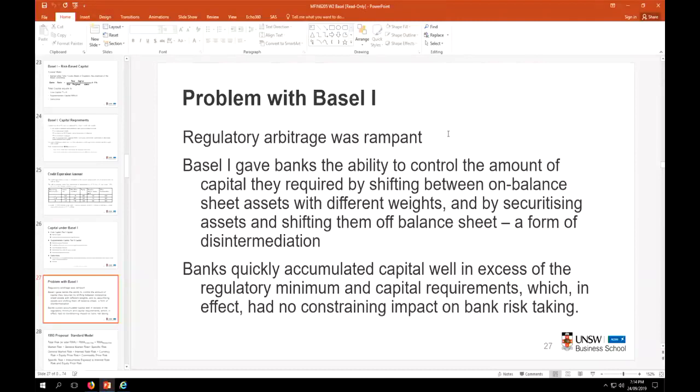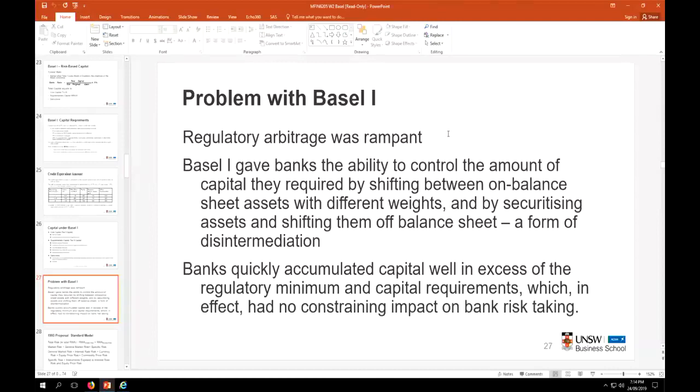So, what were some of the problems with Basel I? Multiple problems. One was regulatory arbitrage, because essentially banks figured out that by moving things off balance sheet and onto the balance sheet, you could determine the amount of capital required. Right? So if you move something off balance sheet, gone. Right? So if you do securitization, gone.